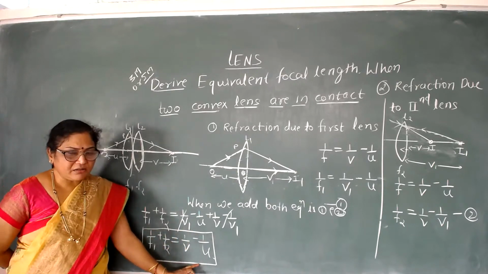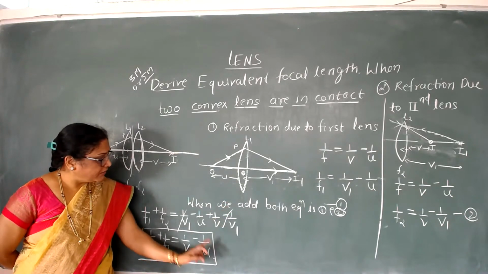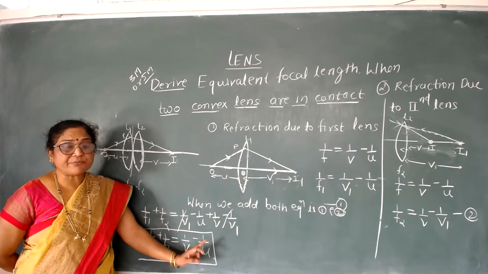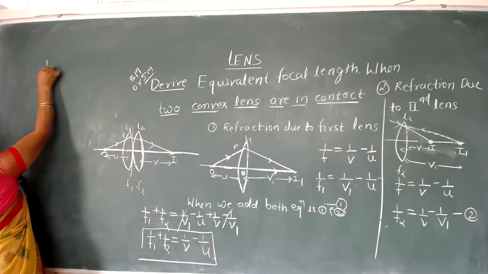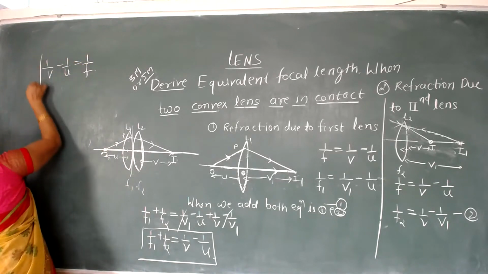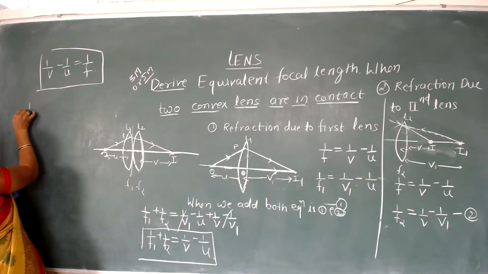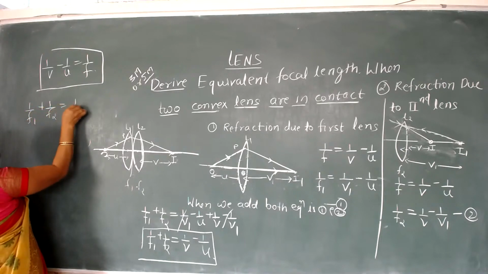Then according to the lens formula, 1 by v minus 1 by u is equal to 1 by f. So substitute that value. This is the lens formula. So substitute the value in this equation. So this equation becomes 1 by f1 plus 1 by f2 is equal to 1 by f.